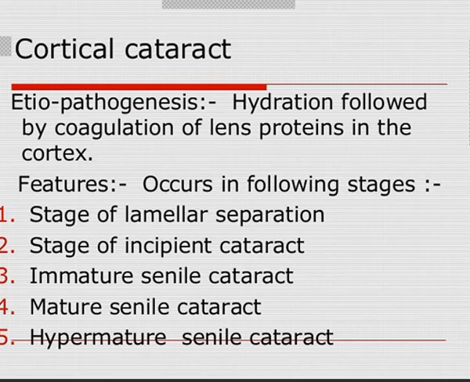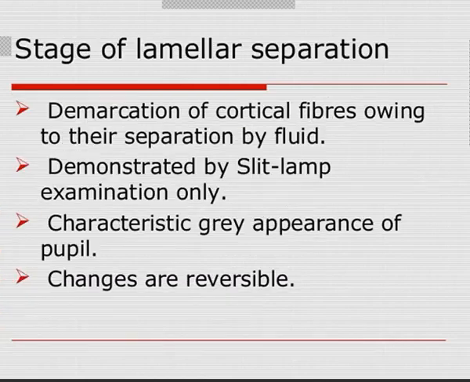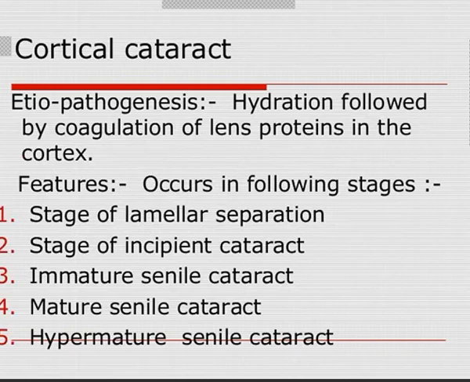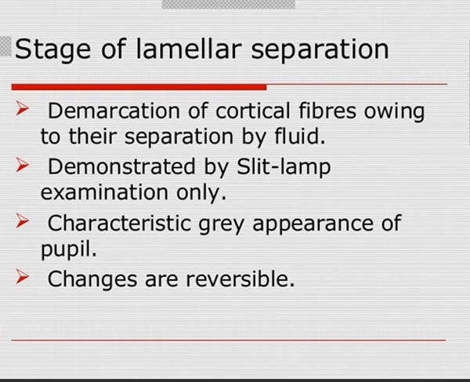So what are the stages of the cataract? That is the cortical cataract. There are 4 stages. The first is the stage of lamellar separation, then the stage of incipient cataract, mature senile cataract, and hypermature senile cataract. Coming to the stage of lens lamellar separation: there is demarcation of the cortical fibers owing to separation by fluid. We can see the cortical fibers separately. There is a gap between the cortical fibers due to imbibition of fluid.